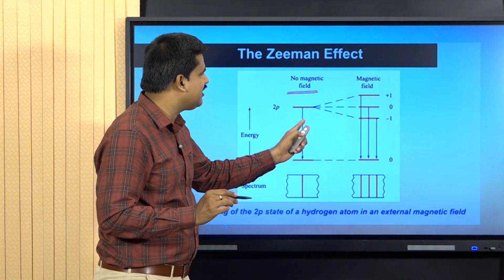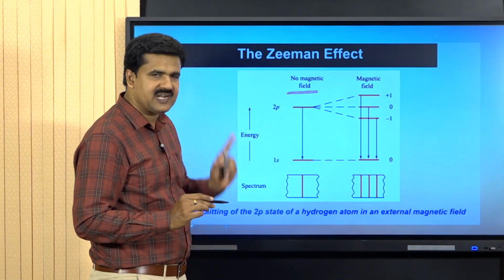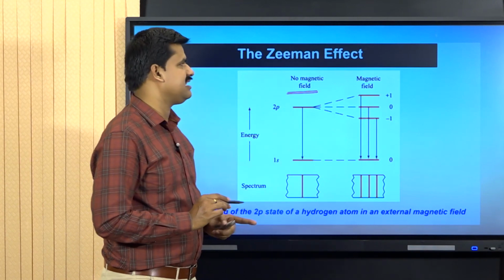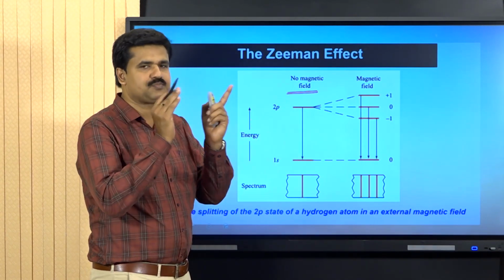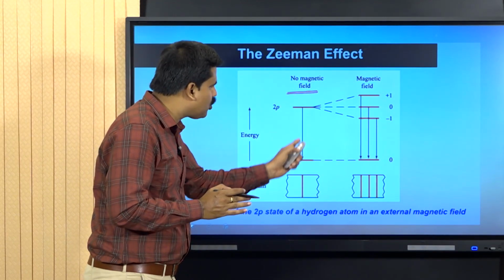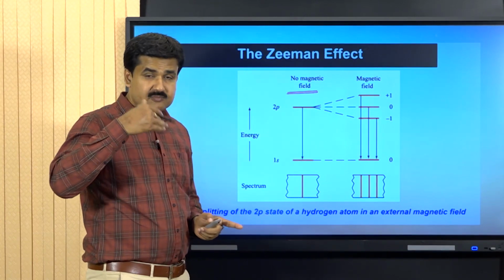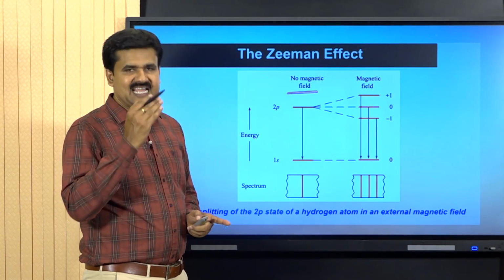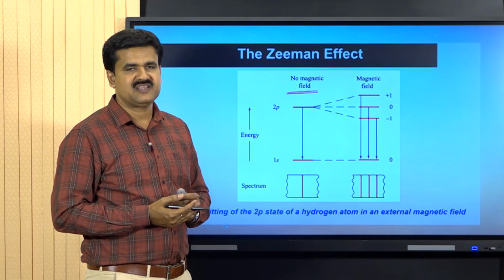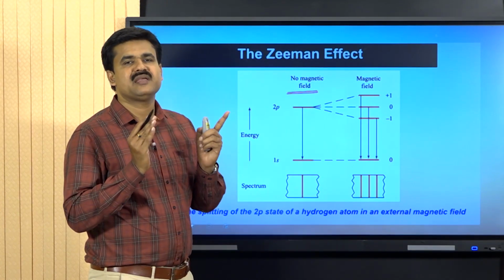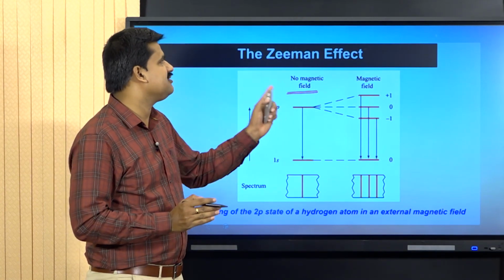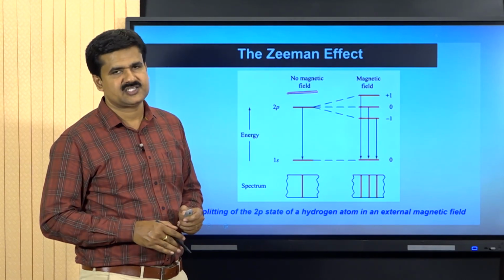So the 2p level splits into 2l plus 1 levels, each level being non-degenerate. So we are getting 3 levels here. So this single transition splits into 3 transitions. That means in the presence of the magnetic field, this one single line appears as 3 lines in the spectrum. Hence, the spectral line is split into 3 in the presence of the magnetic field for this transition. Hence, it can be concluded that the spectral line is split in the presence of the magnetic field, and this effect is termed as the Zeeman effect.